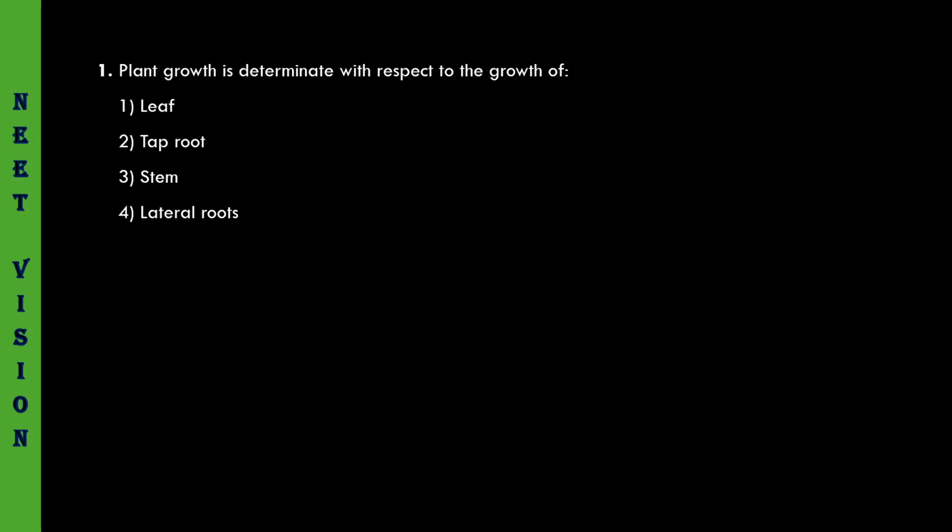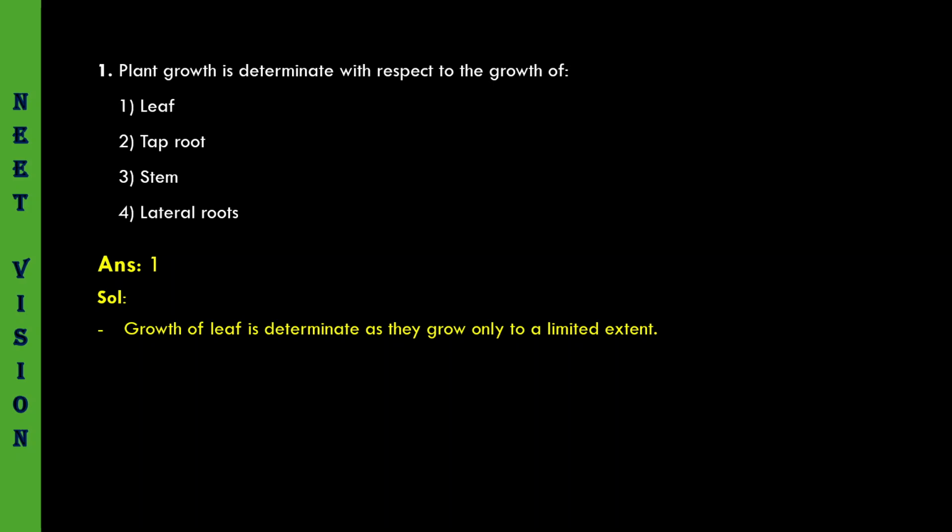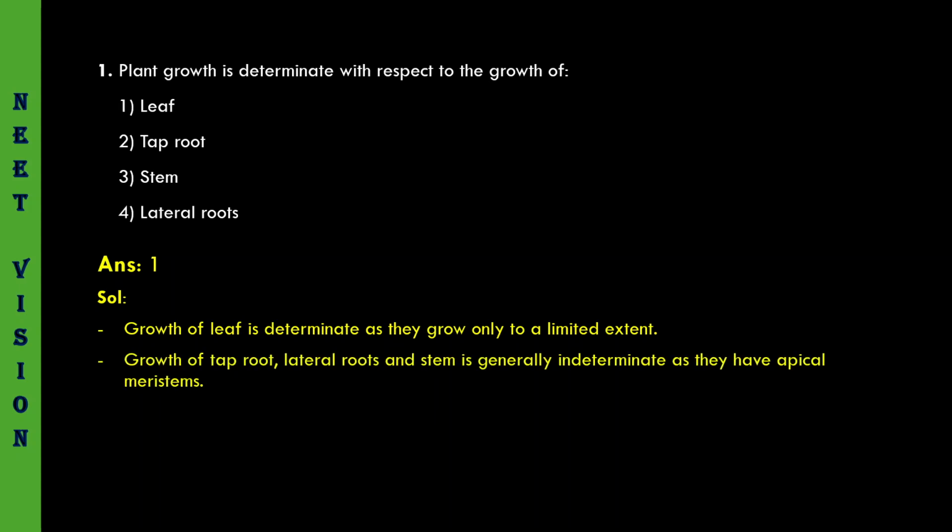Let us see the answer. Leaf. Here is the solution. Growth of leaf is determinate as they grow only to a limited extent. Growth of taproot, lateral roots and stem is generally indeterminate as they have apical meristem.